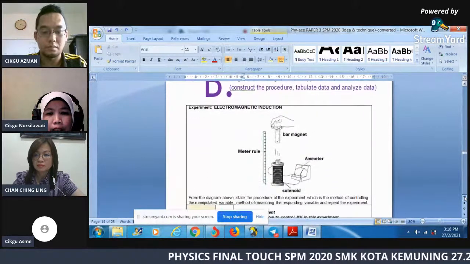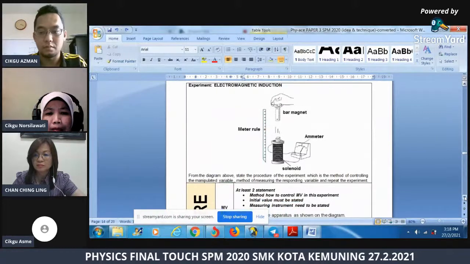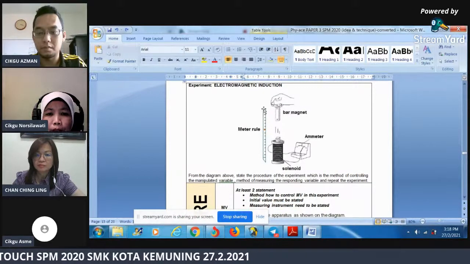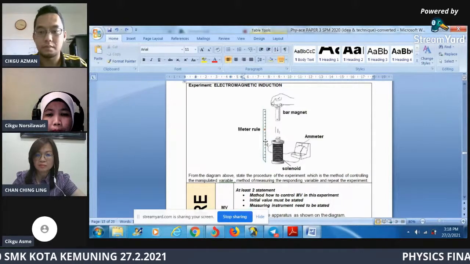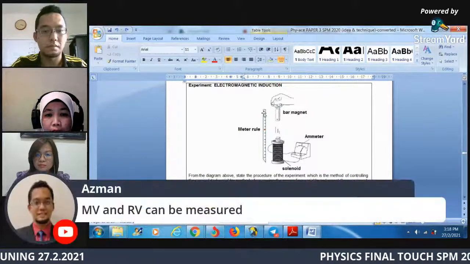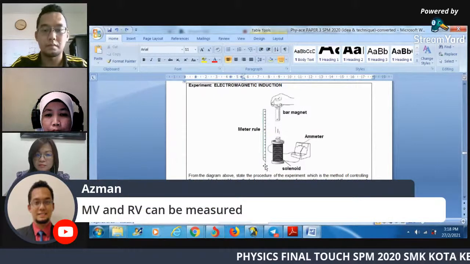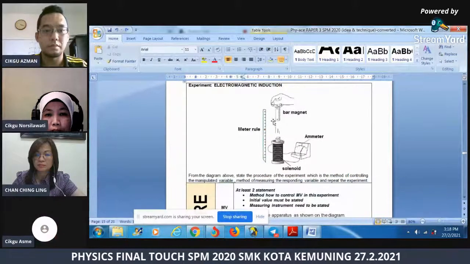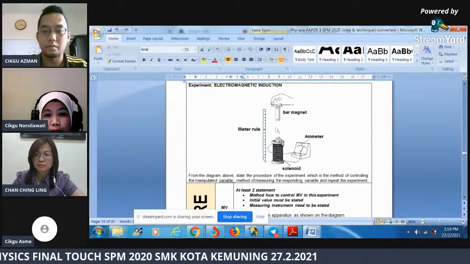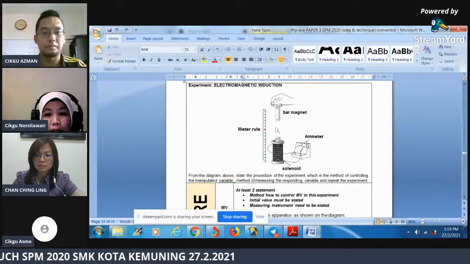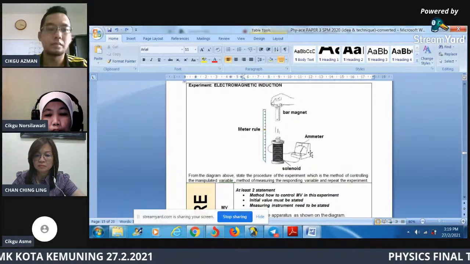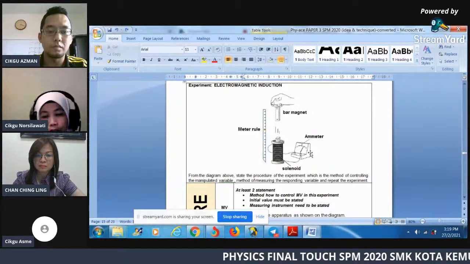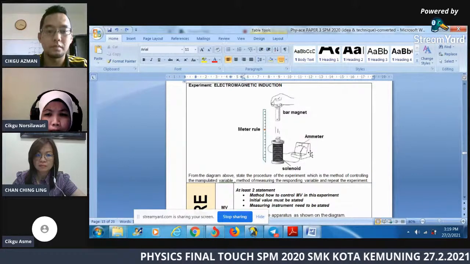Let's see the experiment. The bar magnet: because you want to measure the height of the bar magnet to be released, you must have a measuring instrument to measure that height. And you also have the ammeter here, just to show the deflection of the pointer of the ammeter.